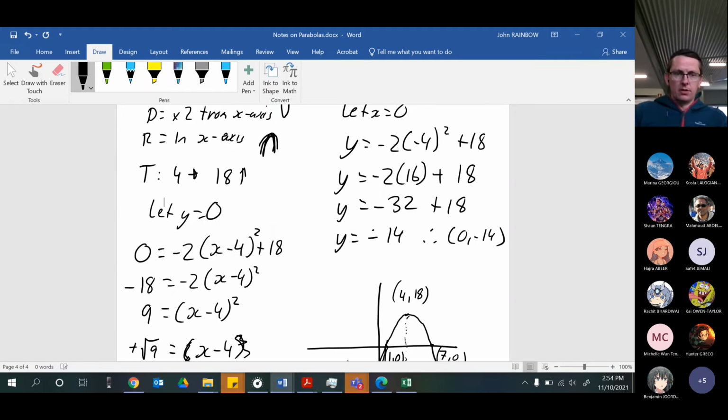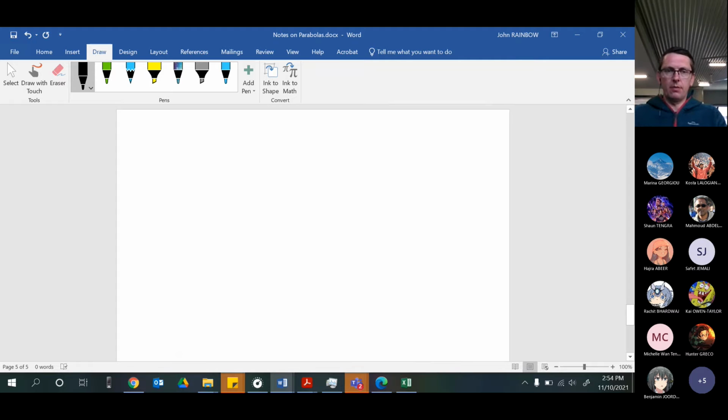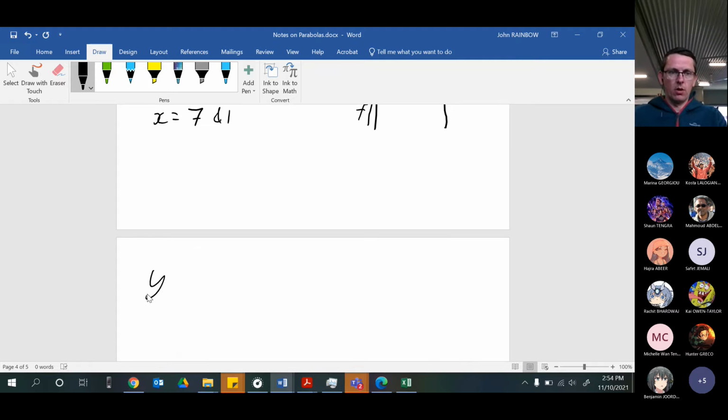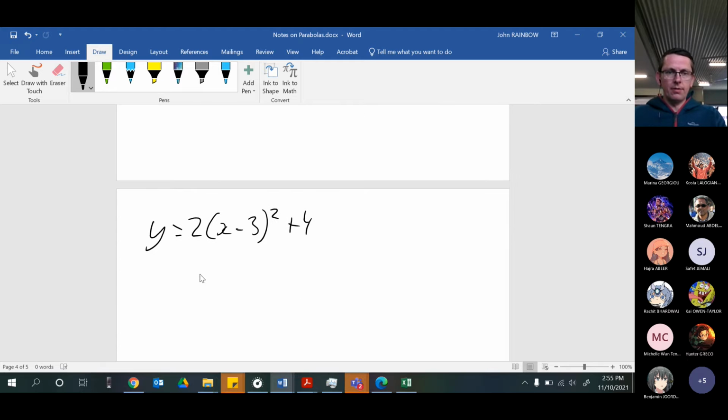Lastly, I'm just going to do a graph of this. If we have y equals 2 bracket x minus 3 all squared plus 4. If we have this graph, if you think about it, the turning point is where? The turning point is at 3, 4. Here, it's positive. That means it's going to be like this. That means you won't get any x-intercepts. We will have a y-intercept. I know that's 3, 4.